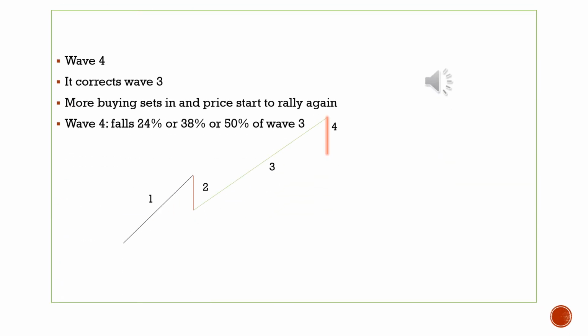Wave 4 corrects wave 3 and moves in the opposite direction. When the price starts moving down, more buyers enter the market thinking that the price may rise again. So there is more buying, and wave 4 falls 24% or 38% or 50% of wave 3.